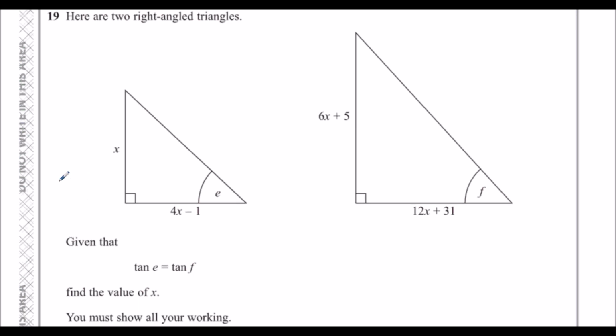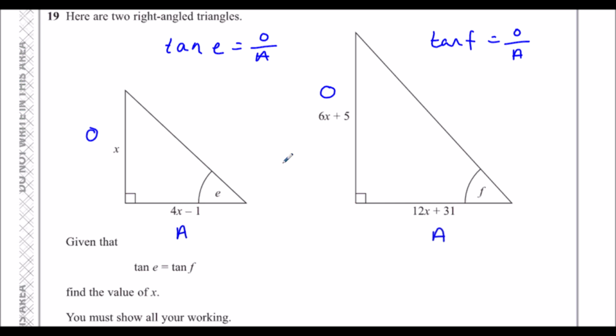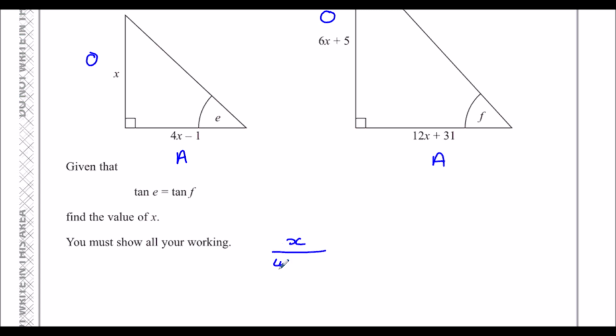Question 19. Well, we've got two right angle triangles drawn for us, and it says given that tan E equals tan F, so tan is opposite over adjacent. So tan E equals O over A, and of course tan F will be O over A. So it's saying that the opposite over the adjacent in one triangle is equal to the opposite over the adjacent in the other triangle. So O over A for the first triangle equals O over A for the second triangle.